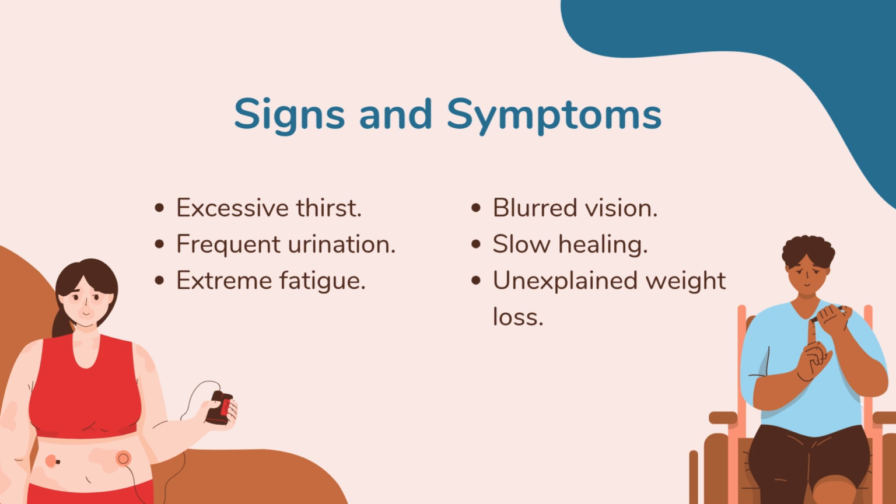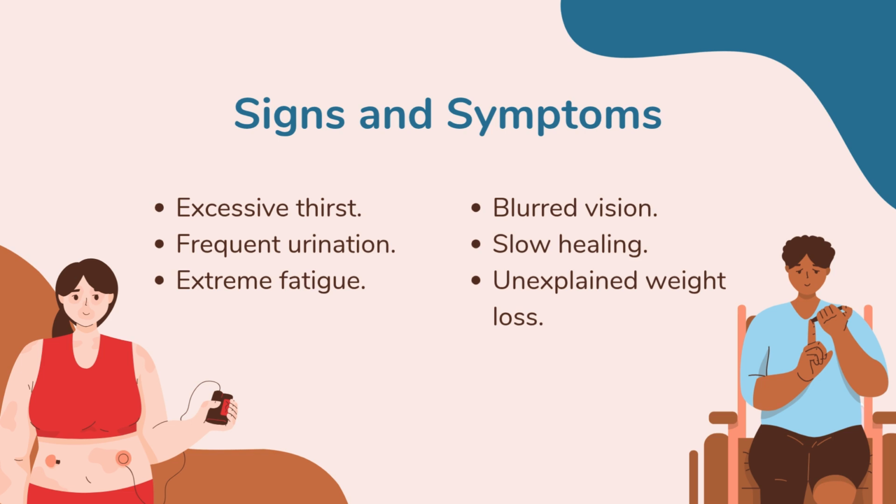Okay, so now moving on to the signs and symptoms of diabetes. There are several warning signs that someone might have diabetes. One of the most common symptoms is feeling very thirsty all the time. People with diabetes also tend to urinate more often, especially at night. Another common symptom is feeling extremely tired or lacking energy even after resting.